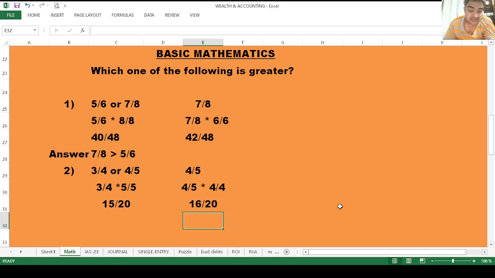So as you can see here that we have made the denominators equal by multiplying the suitable numbers, and after making them equal we get 15 over 20 and 16 over 20, and as you can see that the 16 over 20 is greater than the 15 over 20. So our answer here is 4 over 5 is greater than 3 over 4.